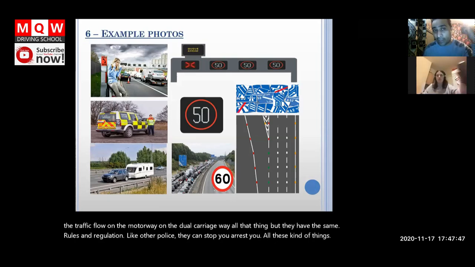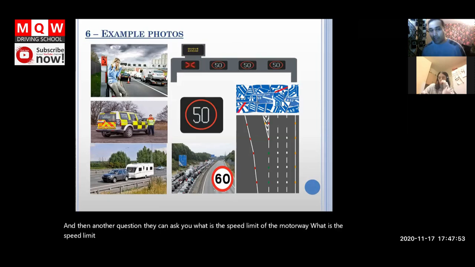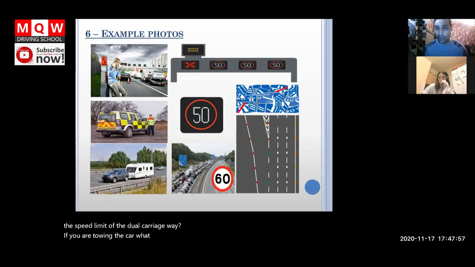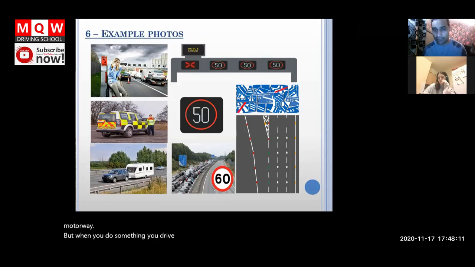Yeah. And then another question they can ask you, what is the speed limit of the motorway? What is the speed limit of the dual carriageway? If you are towing, what is the maximum speed limit you use after you tow, which is 10 miles less than the total. So for example, if you drive a car, you drive 70 miles on the motorway. But when you tow something, you drive 60 miles on the motorway. But this is about the car.